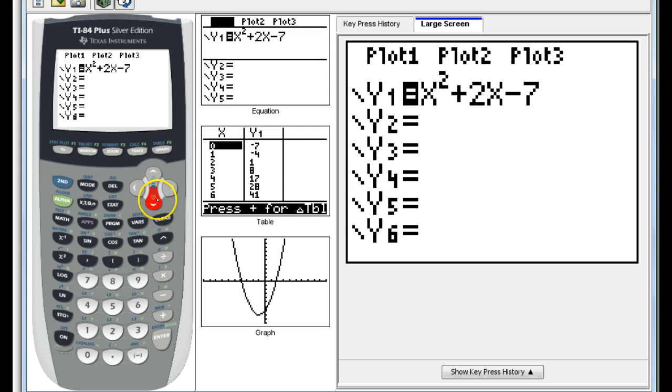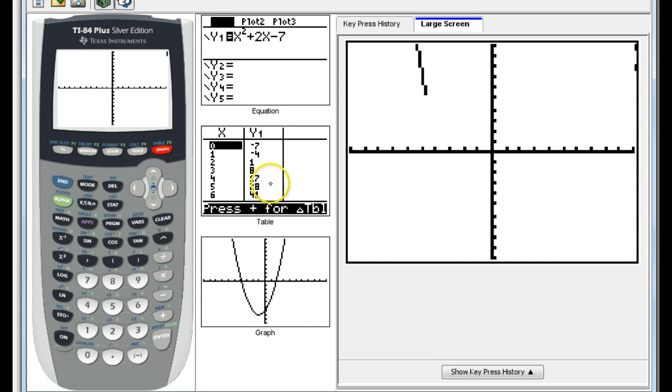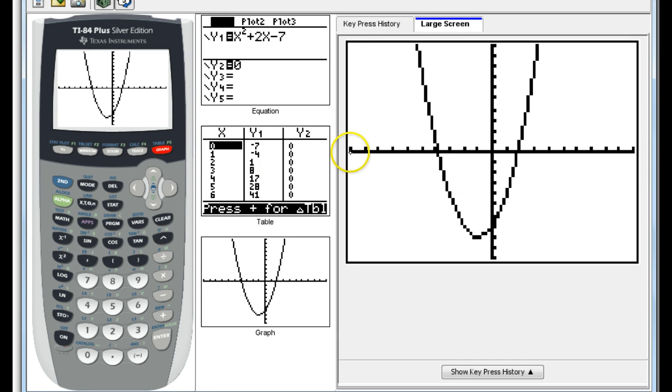Now, we need to graph the x-axis, which is y equals 0. That's always going to be y equals 0, so that we can tell the calculator to find where these two lines are crossing. So we're going to graph it. So there's our first equation. The second equation you're not going to see because the line's going to be exactly on the x-axis.